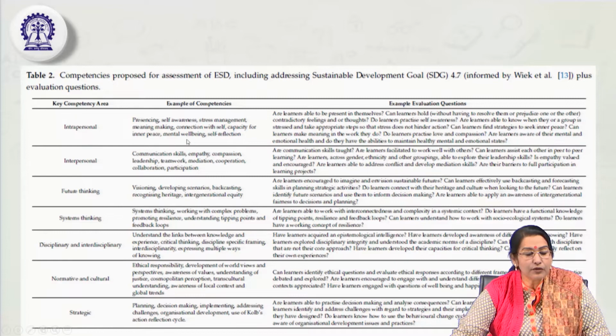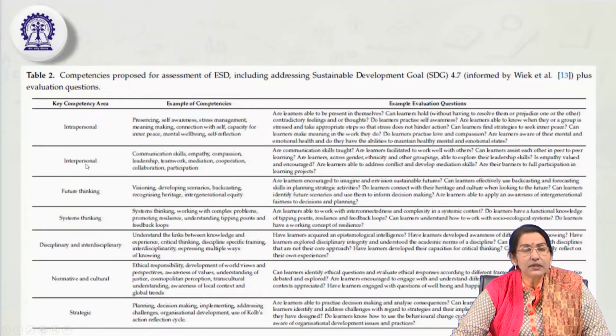So, mental well-being and inner peace are the outcomes of intrapersonal competency, because it helps us not only in self-reflection and more objective critical evaluation of our own ideas and thoughts, but it also enhances our capabilities in terms of better self-awareness, self-efficacy, self-competency, self-esteem, all these things.